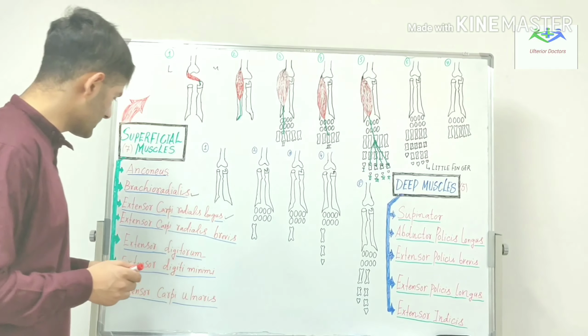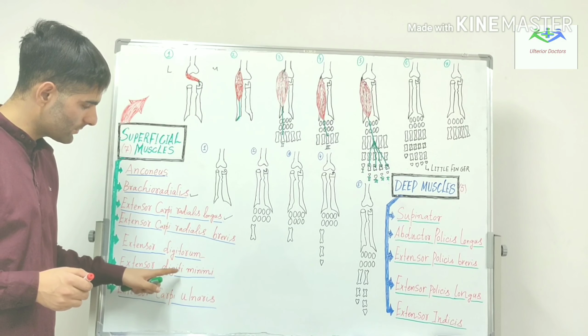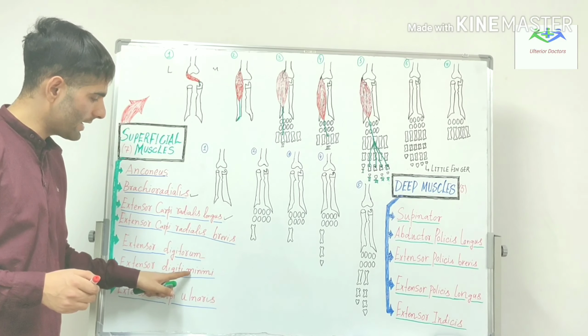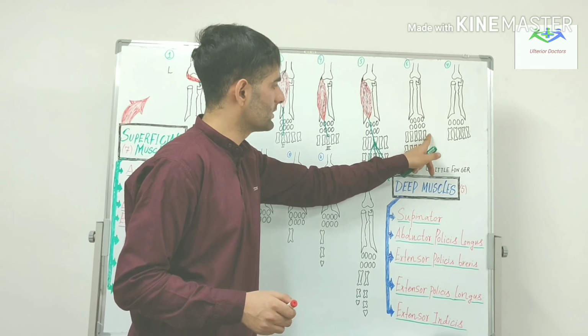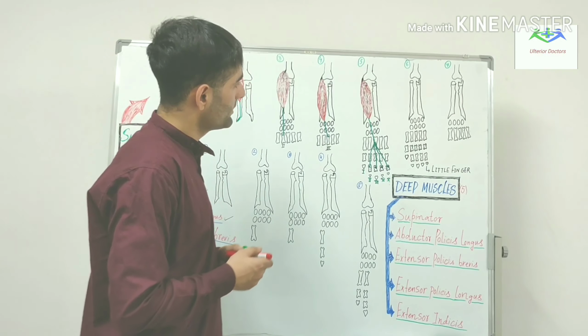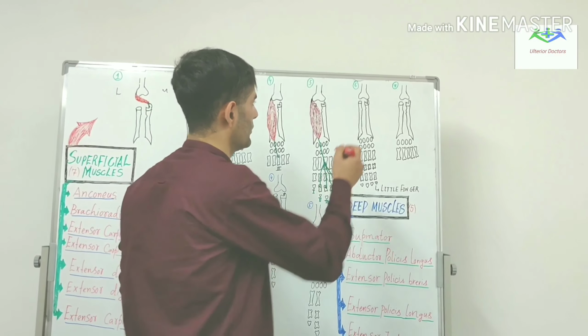Now the sixth muscle is extensor digiti minimi. Digiti means finger, and minimi means little finger, means this one. Where does it originate? It originates from the lateral epicondyle of humerus again.